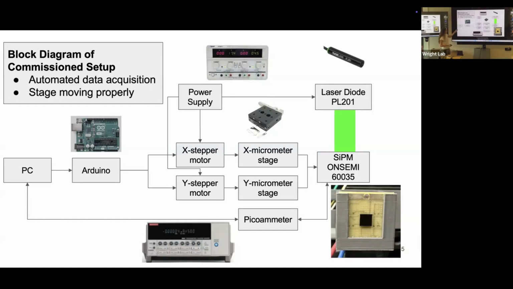So here we have my computer talking to an Arduino, which is controlling the stepper motors and moving the stage which the SiPM is mounted onto. We also have just a basic green USB laser pointed at the SiPM. This is a picture of my SiPM with its mount. And the SiPM is both biased and its current is measured by a picoammeter.